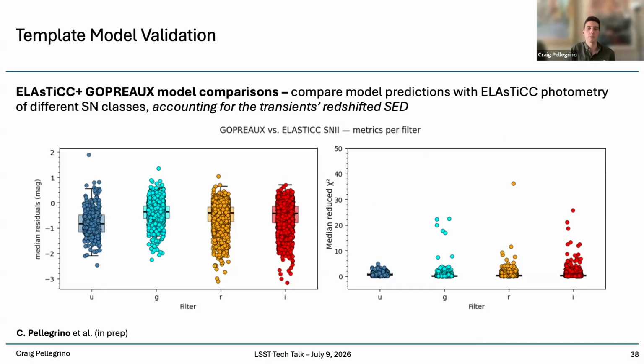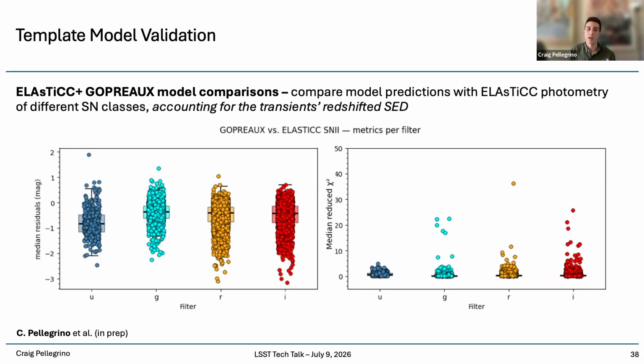The left plot shows the median residuals between our GoPro templates and the elastic photometry in 4 different filters. And you can see that in general, the elastic photometry is biased by about 0.5 to 1 magnitude across all filters in the negative direction. So it predicts fainter evolution than our models show.